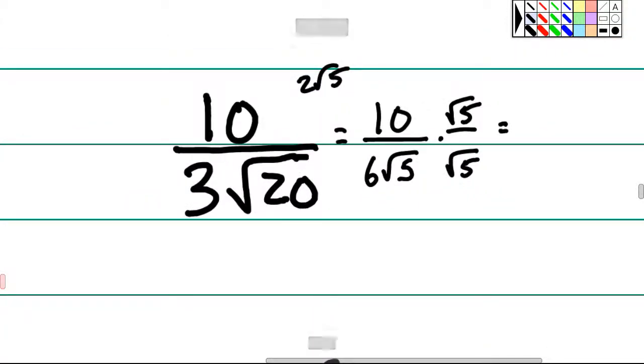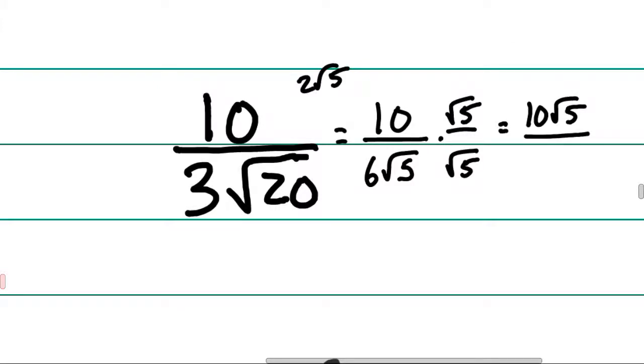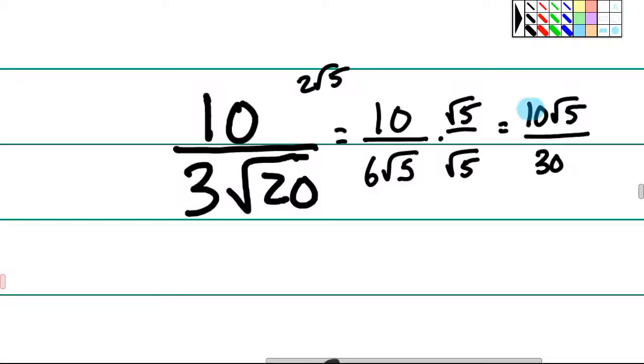This is going to be 10 root 5 all over... well, this is going to be 6 times, what does all this become down here? Root 5 times root 5 is 5. So 6 times 5 is 30. And then I've got to see if this reduces at all. Does 10 over 30 reduce? Yeah, that reduces to 1/3.